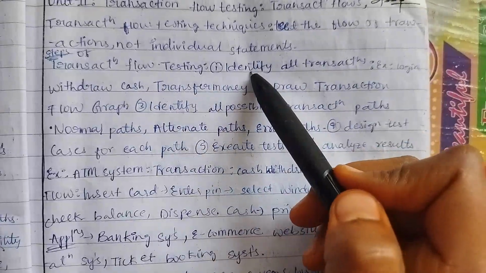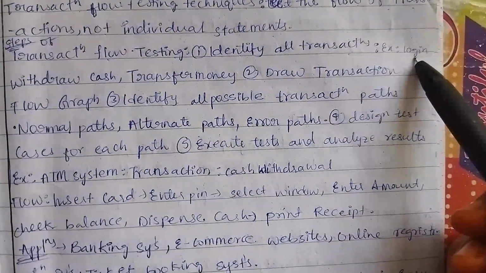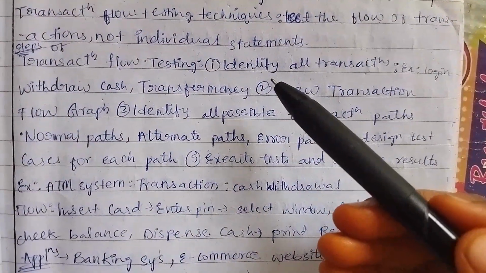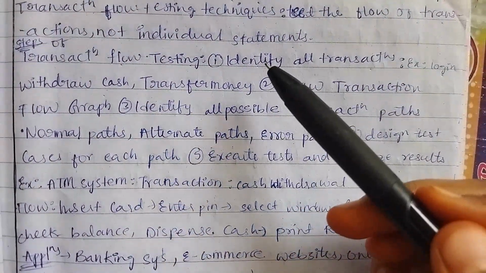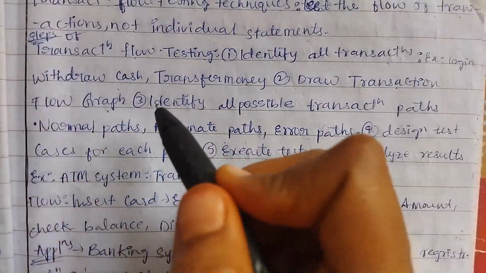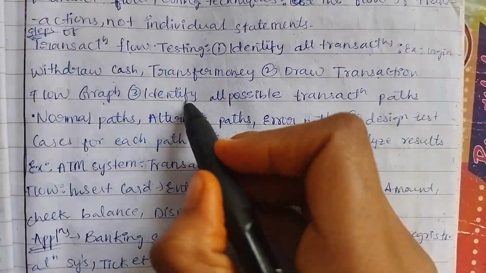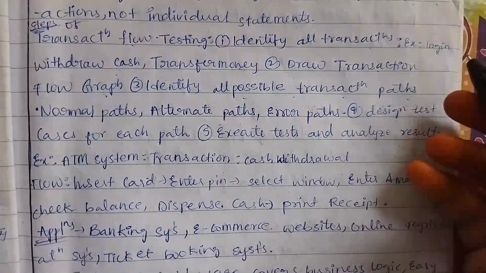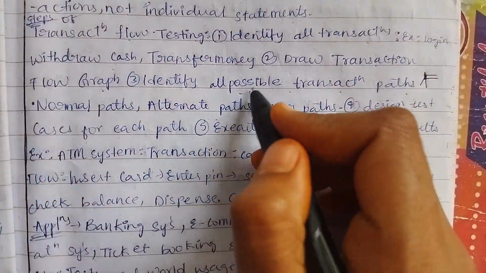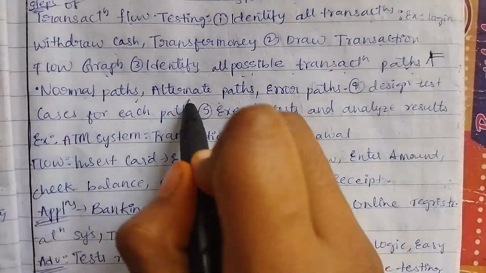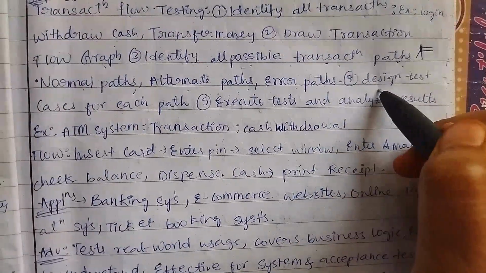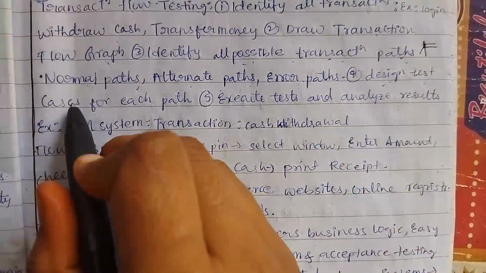First, for testing, identify all transactions, like login, cash withdrawal, transfer money. For that content, you need to identify the transaction, then draw the transaction flow graph. Then identify all possible transaction paths: normal paths, alternative paths, and error paths. You need to identify them separately. Then go for designing test cases for each path.